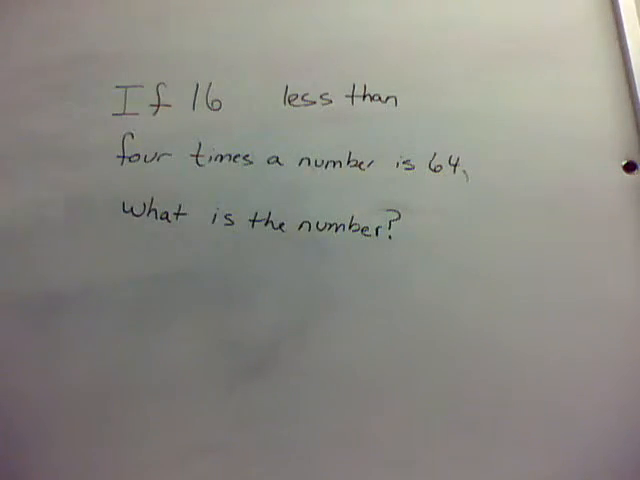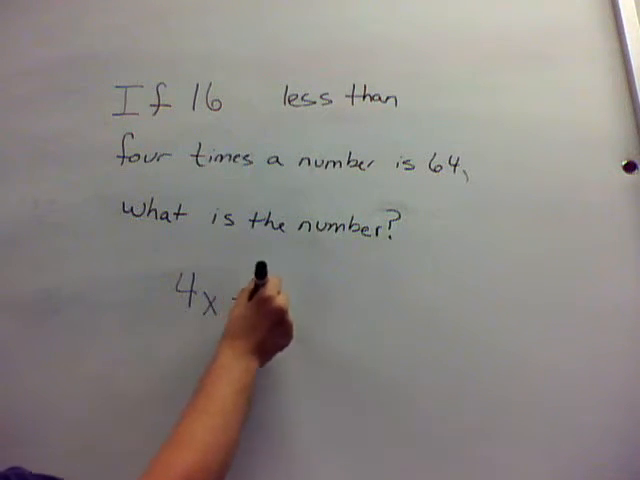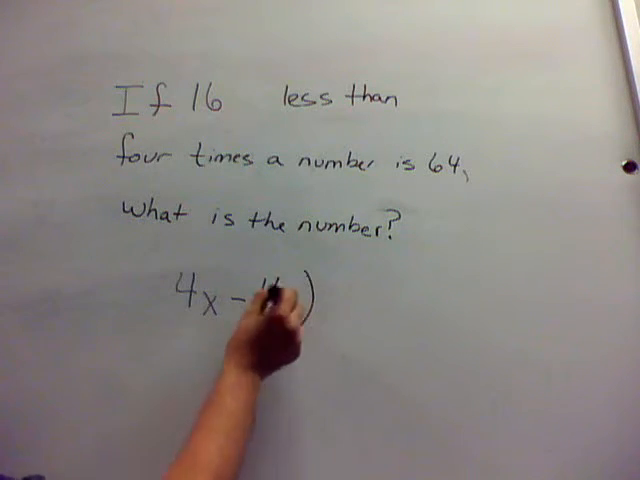Okay, this is actually word for word what's on one of the problems on the quiz. The word problem says, if 16 less than 4 times the number is 64, what is the number? The hardest part about these word problems is trying to figure it out and put it into an algebraic form. 16 less than 4 times a number. Well, we don't know what the number is, so that's going to be x. It's 4 times, and 16 less is 4x minus 16.